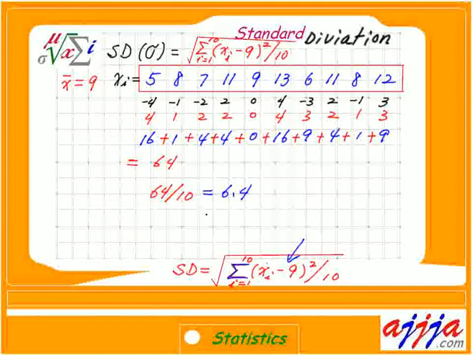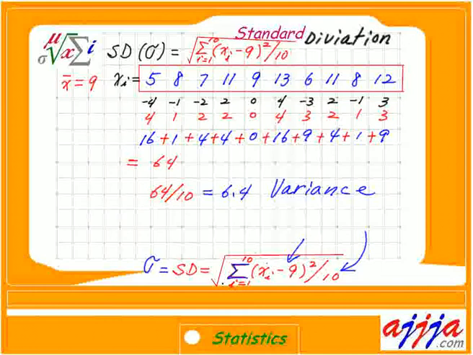Then you add everything. Very simple. The total is 64, right? 64. Then it says divided by 10. So 64 divided by 10. This answer is actually 6.4.